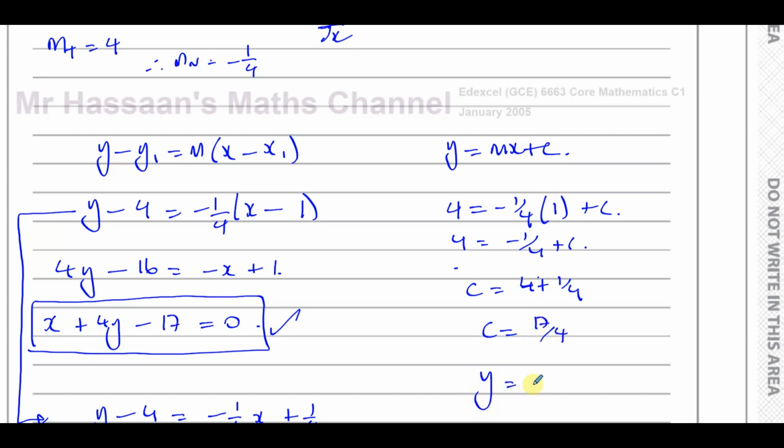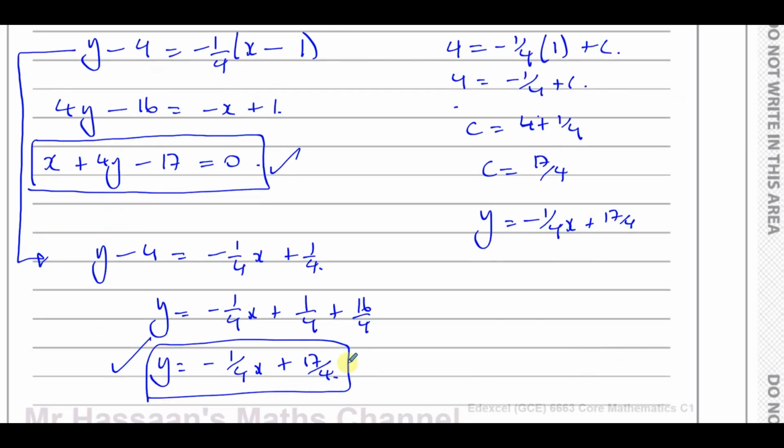So we're left with y = -1/4 x + 17/4, which is the same answer that we got down here. And then if you wanted to express it in this form, we could multiply everything by 4. So you get 4y = -x + 17, and then you could again bring everything to one side: x + 4y - 17 = 0.